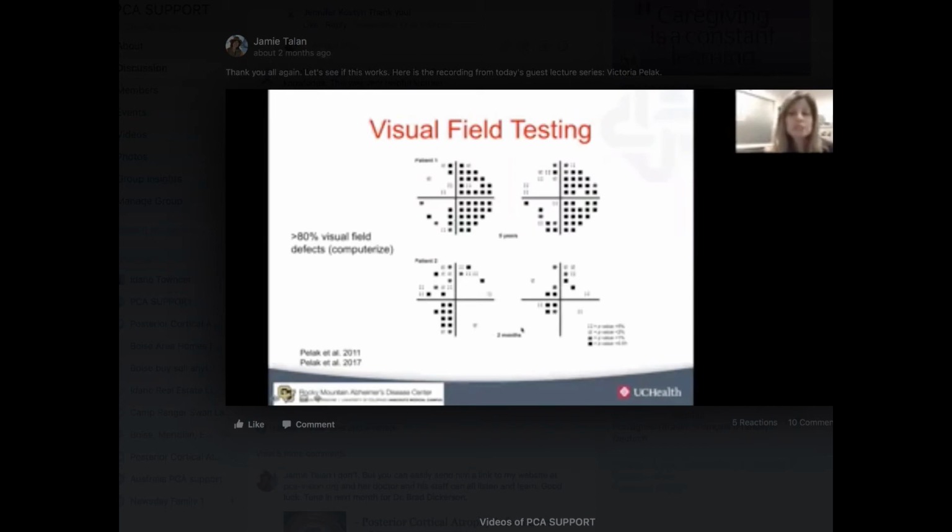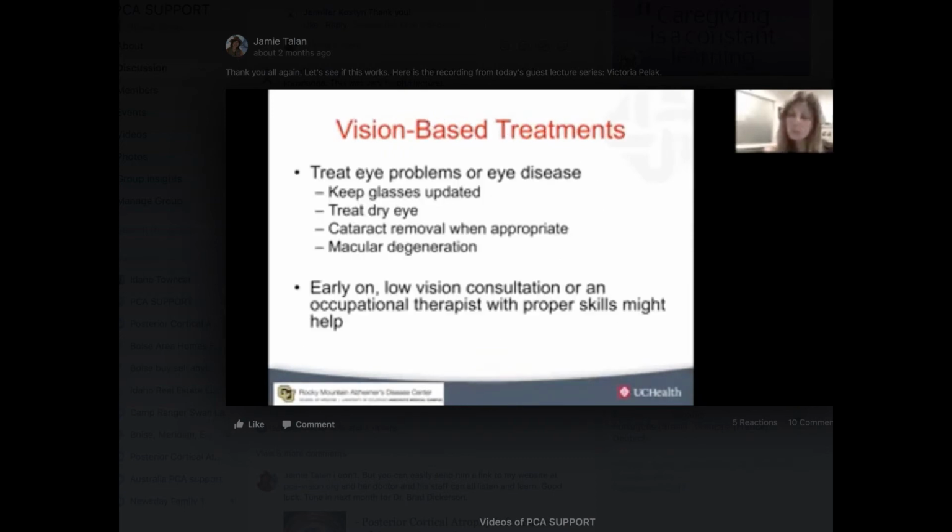So we do believe that the problem begins in the brain early, before, and Dr. Rabinovich talked about this as well, before a person even starts to experience symptoms. And visual field testing may allow an ophthalmologist and an optometrist to realize that the problem is in the brain.